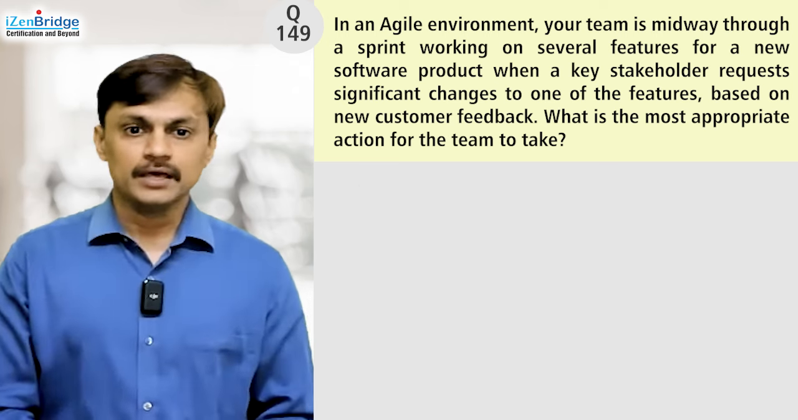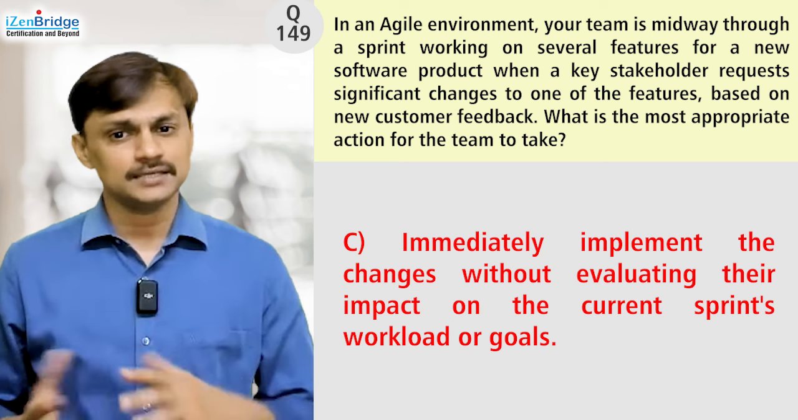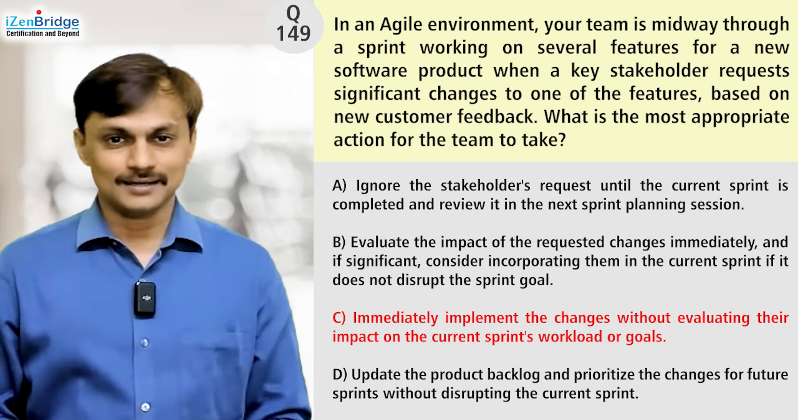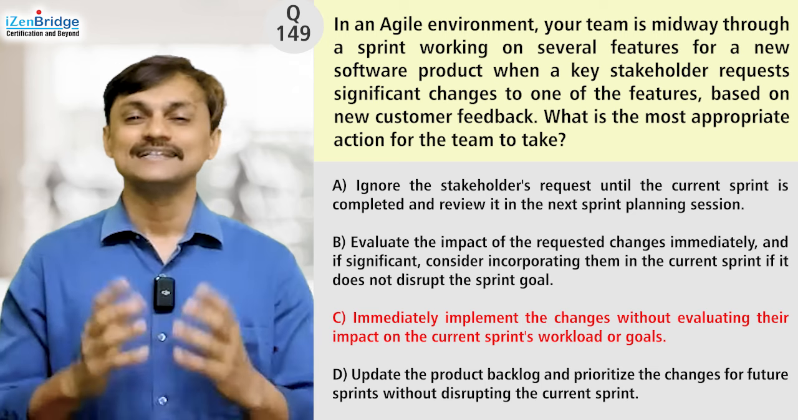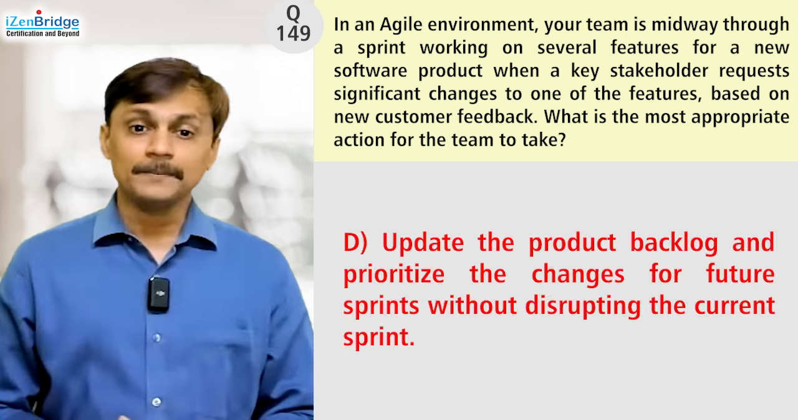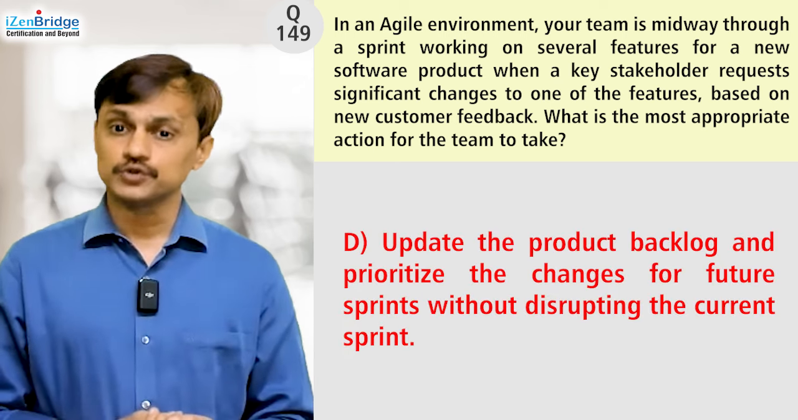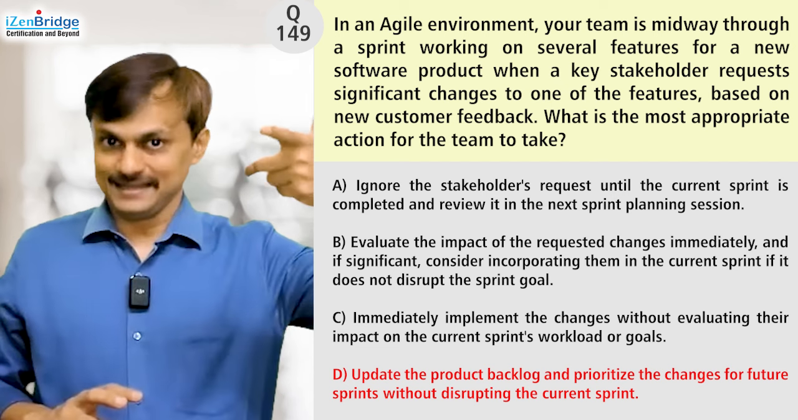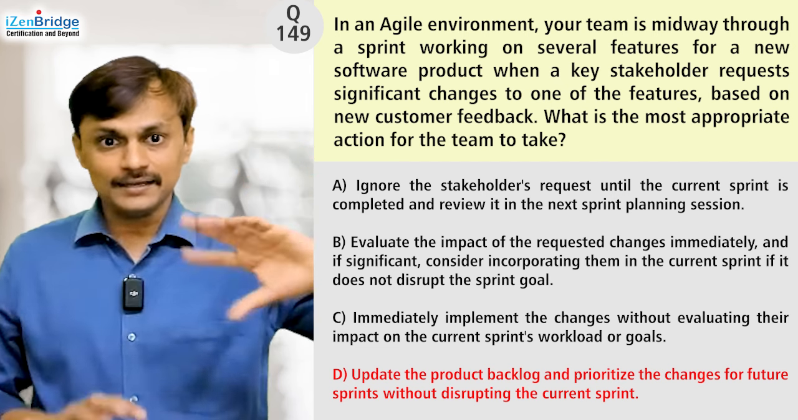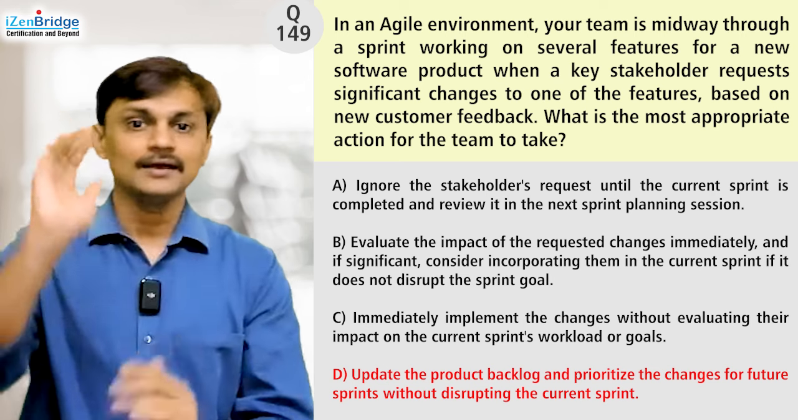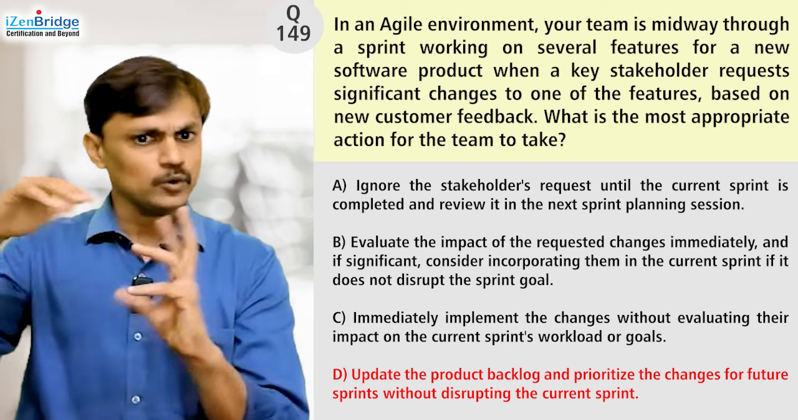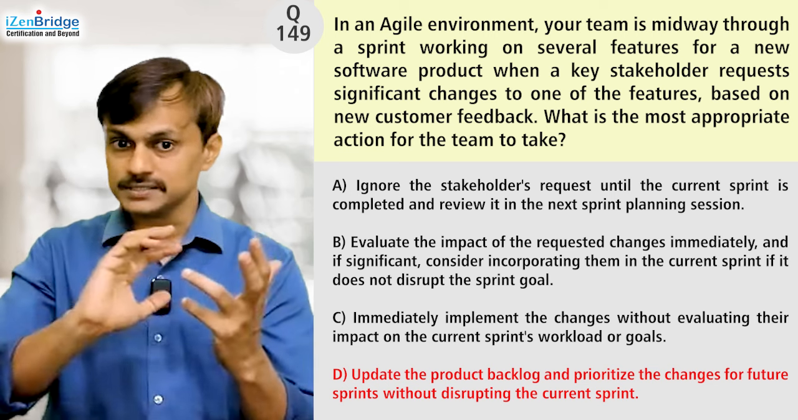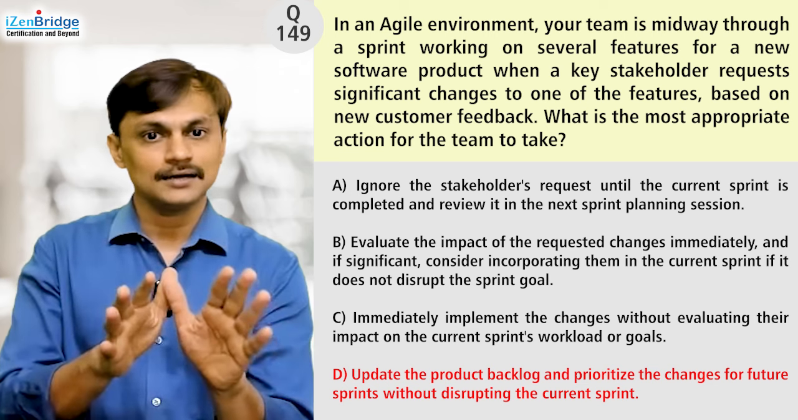Let's see option C. Immediately implement the change without evaluating the impact on the current sprint's workload or goals. This looks clearly out. Option D: update the product backlog and prioritize the change for future sprints without disrupting the current sprint. This is better than A. So if we compare A and D, D is better. But if I already have B, then I'm going with that. If I don't have B and I only have A, C, and D, I have to choose out of these three, then D is better.